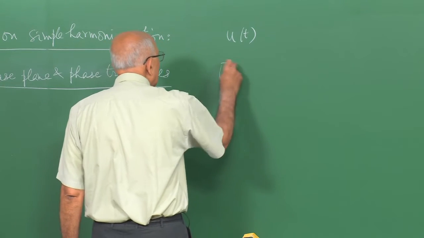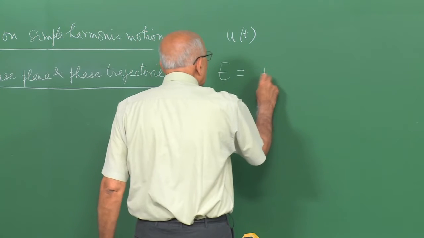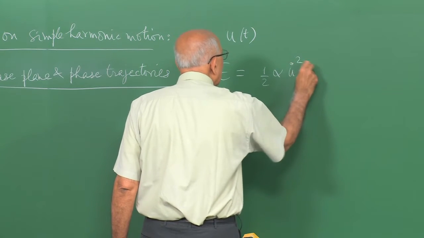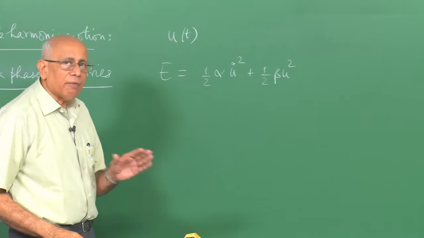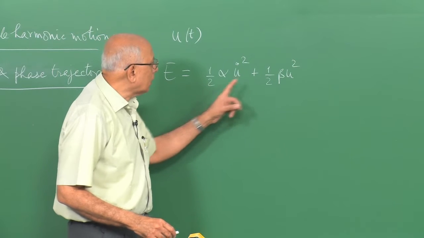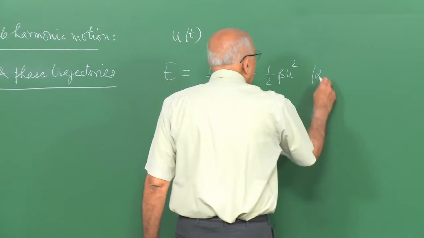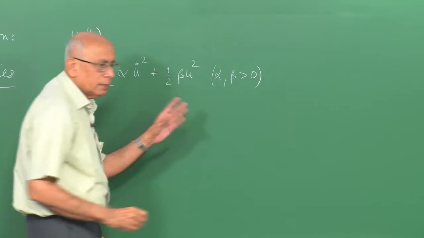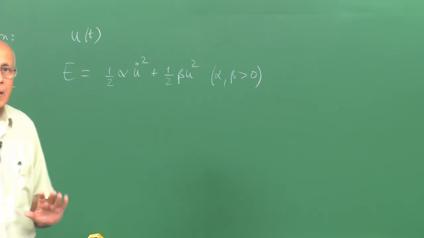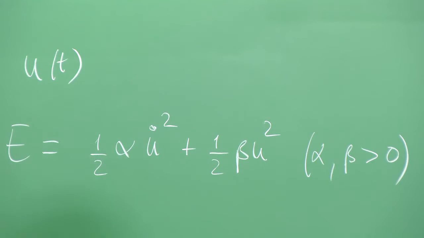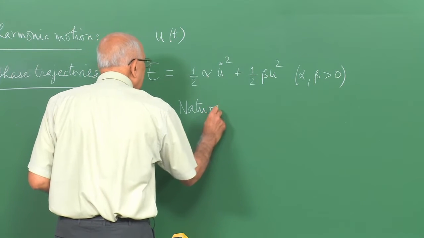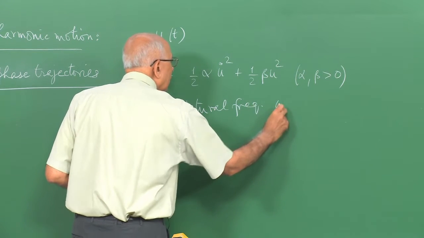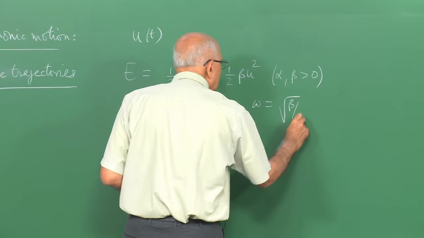If the energy of the system is of the form some constant times u dot squared plus some constant times u squared. So if the energy is a quadratic function of this kind with a u squared term and a u dot squared term, where alpha and beta are positive constants, then u executes simple harmonic motion in time. It varies sinusoidally or like some superposition of cosines and sines with a certain natural frequency omega, which is equal to the square root of beta over alpha.